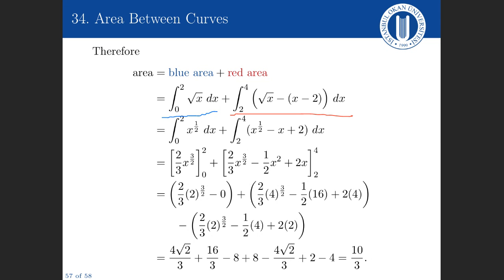We do bigger function minus smaller function. The bigger function is square root of x. The smaller function is x minus 2. And then the rest of this slide is just the calculation, which I leave for you to check. You can check that the total area, which is shaded blue and red, is 10 over 3.